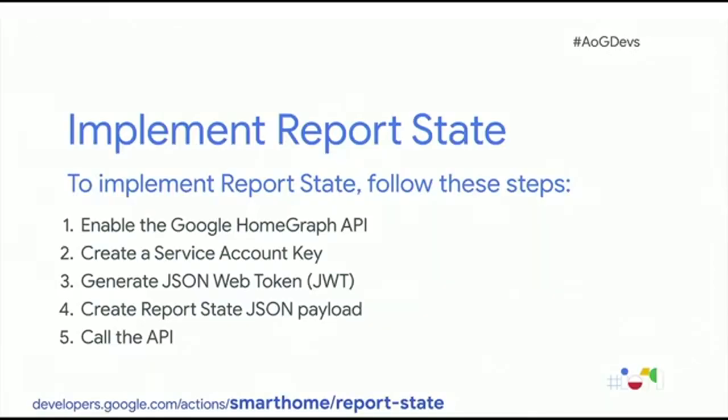There's just a few steps to get report state working that you need to do. The first, which is just a one-time thing, is to go enable the Home Graph API. And then you'll create a service account key, which is just a one-time thing, again. And then at runtime in your service, you'll generate a JSON Web Token, or JWT, which is a verifiable method of representing claims securely between two-party servers. And then you'll create a report state JSON payload, and you'll call the API. Now let's walk through each of these in a little bit of detail.